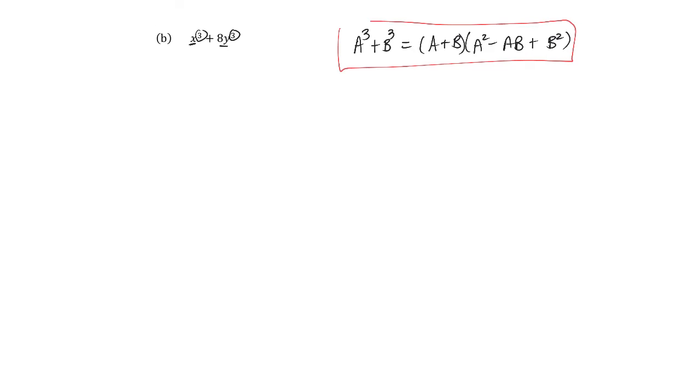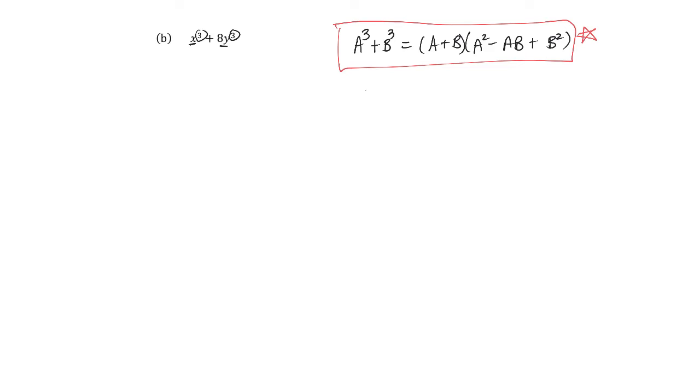For this next problem, I've got a binomial, so 1, 2 terms, and I'm looking at a cubic term there. So I need to use my formula for the sum of cubes. And that formula is a plus b times a squared minus ab plus b squared. And this is a really important thing to have in your notes.